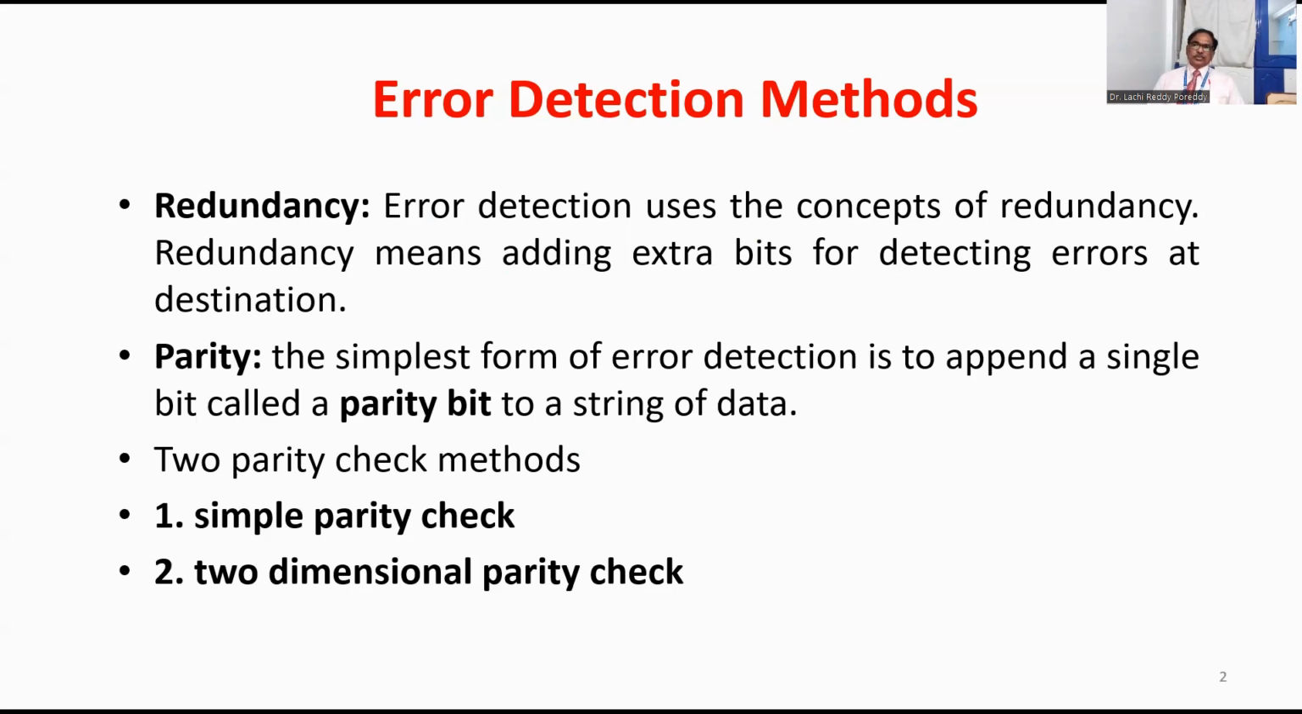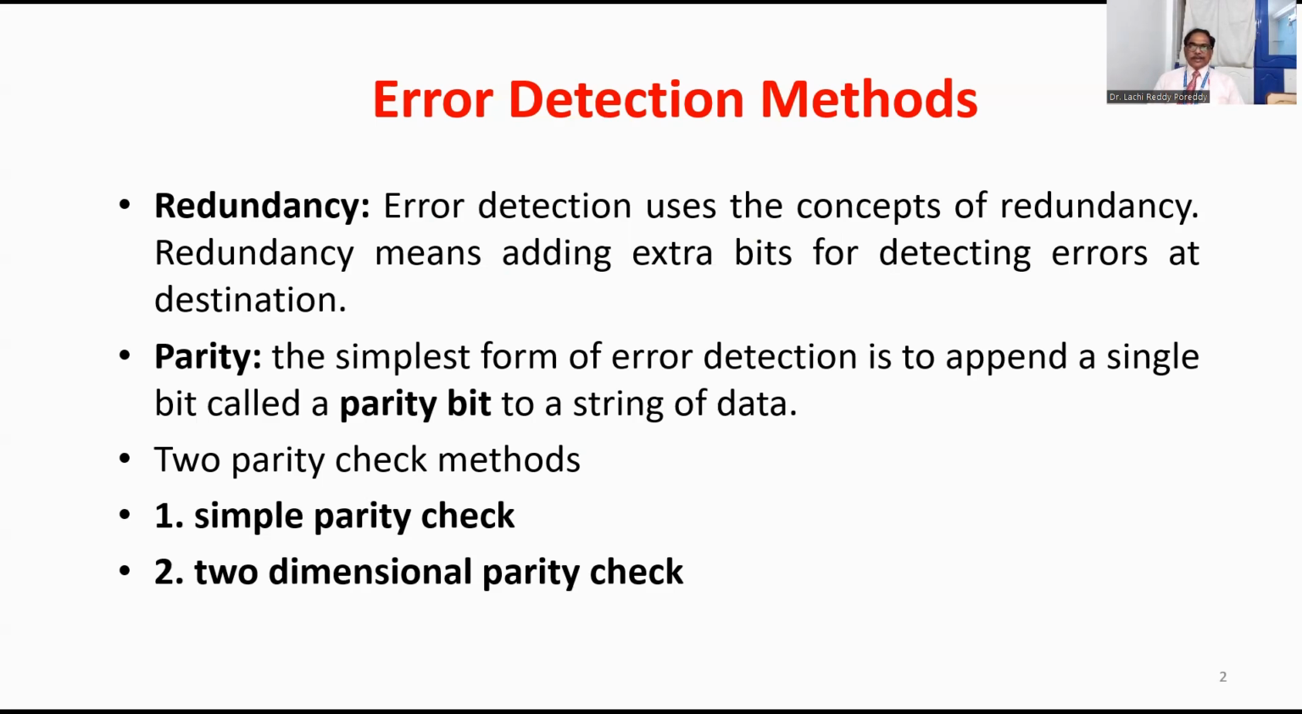There are two types of parity checking methods used. One is simple parity check, so one bit per row likewise. The second one is the two-dimensional parity check. Depending on the requirement, either can be used. We will discuss both these methods based on the parity technique.